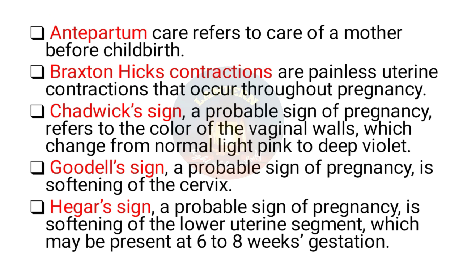Chadwick sign, a probable sign of pregnancy, refers to the color of vaginal walls, which change from normal light pink to deep violet. Goodell's sign, a probable sign of pregnancy, is softening of the cervix. Hegar's sign, a probable sign of pregnancy, is softening of the lower uterine segment, which may be present at 6 to 8 weeks of gestation.